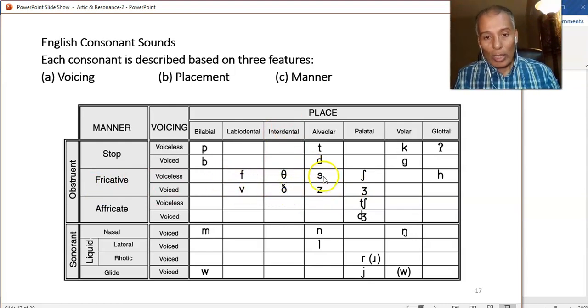Then as we keep going here, the S is voiceless, and because the tongue makes contact with the alveolar ridge, you say voiceless alveolar fricative.